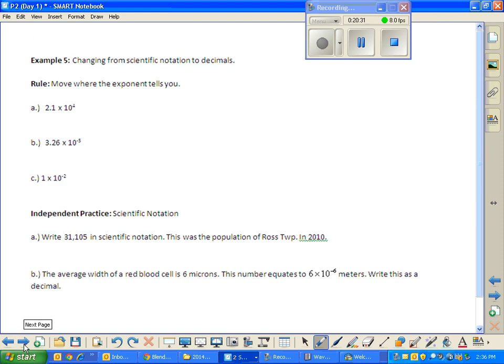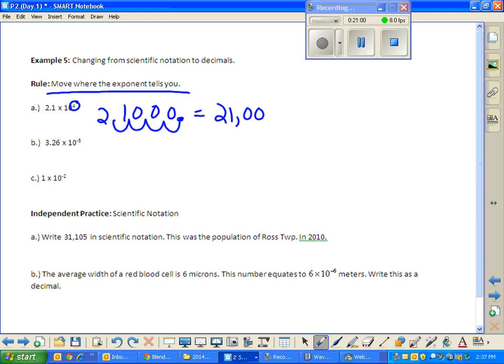Now we have to take some numbers in scientific notation and turn them into real numbers. So we have 2.1 times 10 to the 4th. What we're going to go ahead and do for this is move the decimal where the exponent tells you. So because this is a positive 4, I'm going to take my decimal and make this number bigger. So I need to move it out 1, 2, 3, 4 spaces. And then in those spaces, I'm going to fill in some zeros. So what we actually get is 21,000 for that problem.